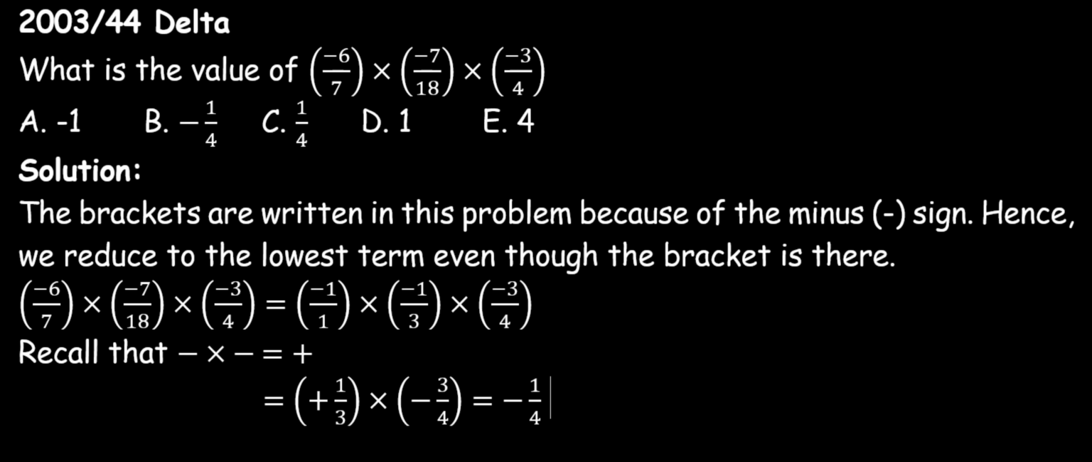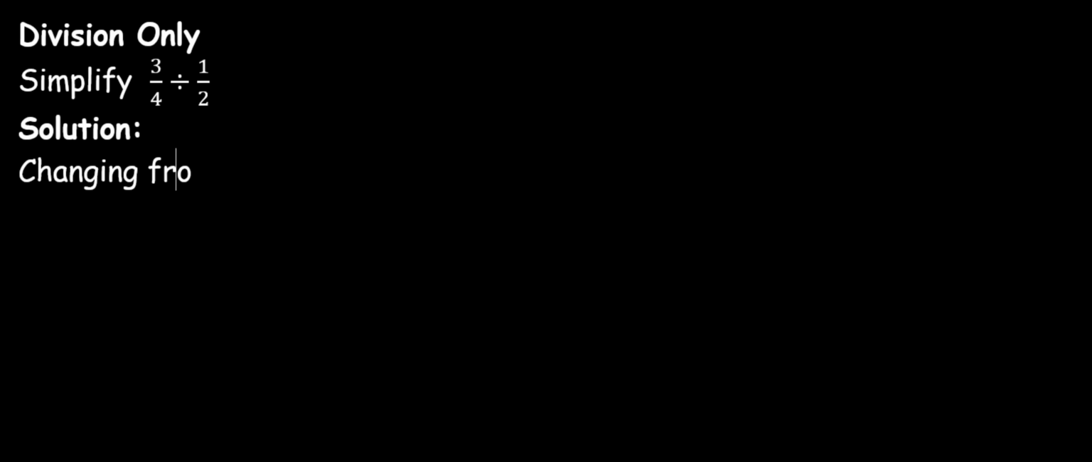Next, we'll be treating examples on division only. Simplify 3 over 4 divided by 1 over 2. Solution. Changing from division to multiplication, we invert the number that the division sign is standing in front of. So our given problem, 3 over 4 divided by 1 over 2, will be equal to 3 over 4 times 2 over 1.